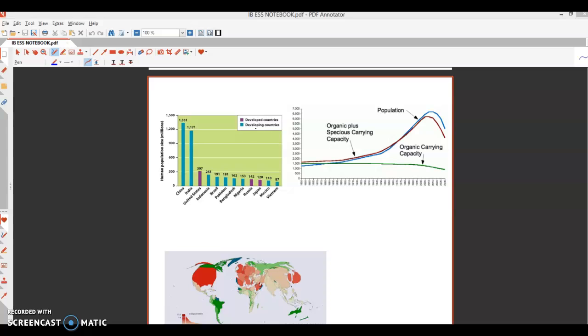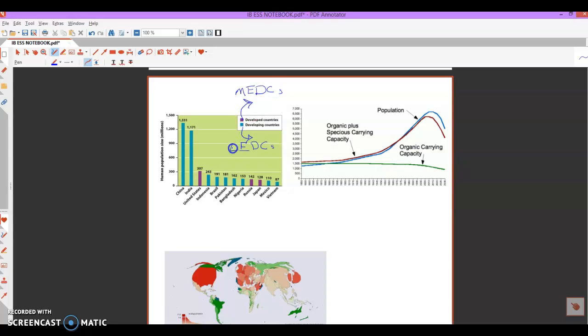Now, for some reason, IB does not use these specific terms. What you'll see them use is, for developed countries, they will call them MEDCs. Developing countries, they will call LEDCs. MEDCs means more economically developed countries. So make sure you write that out. I would write it out for you, but I just don't have enough space. So more economically developed countries.